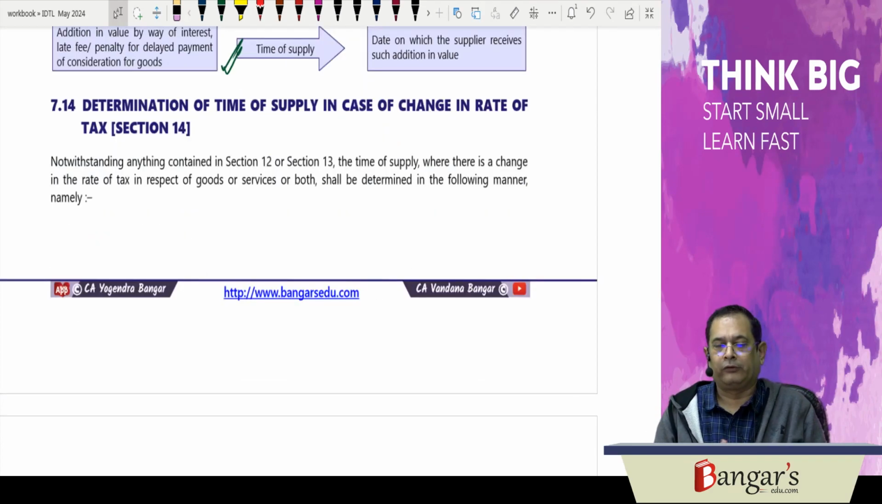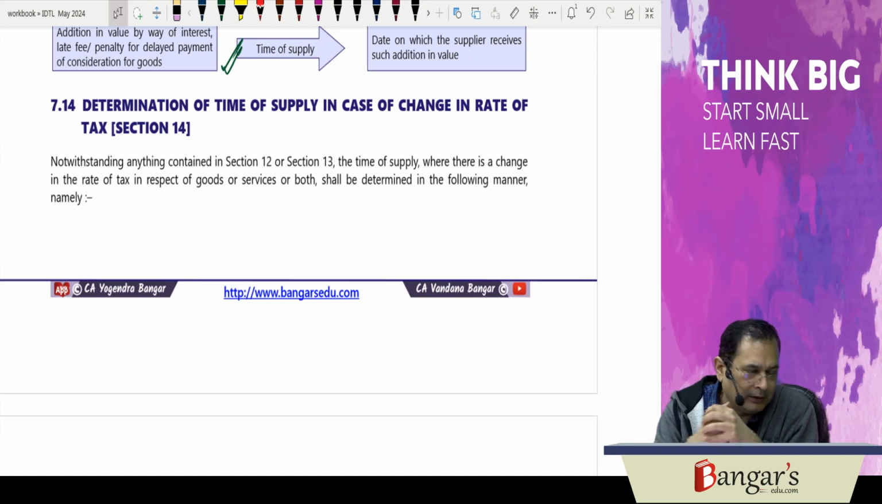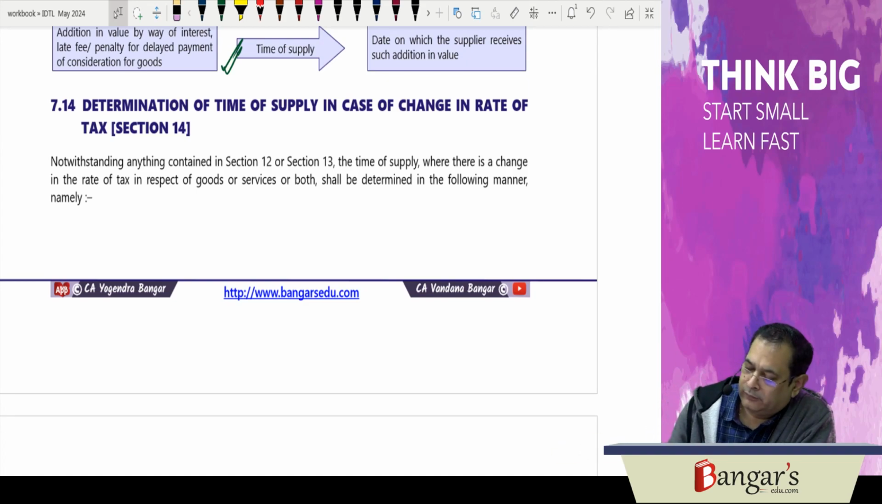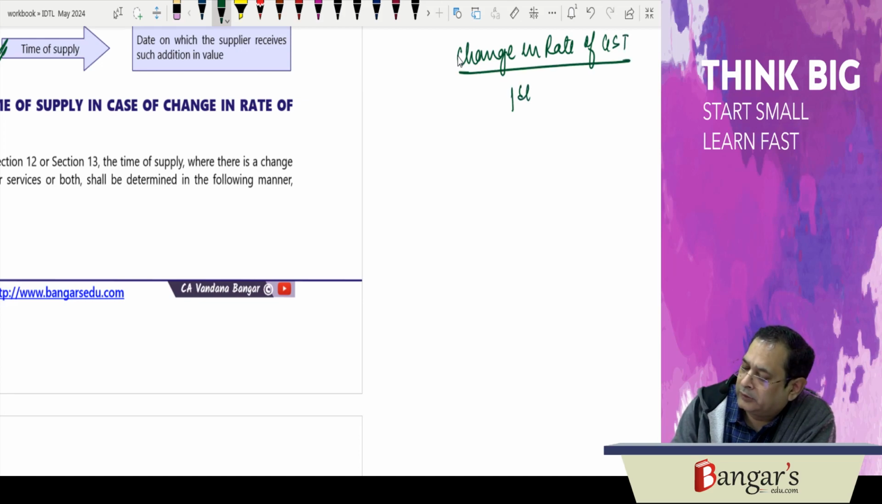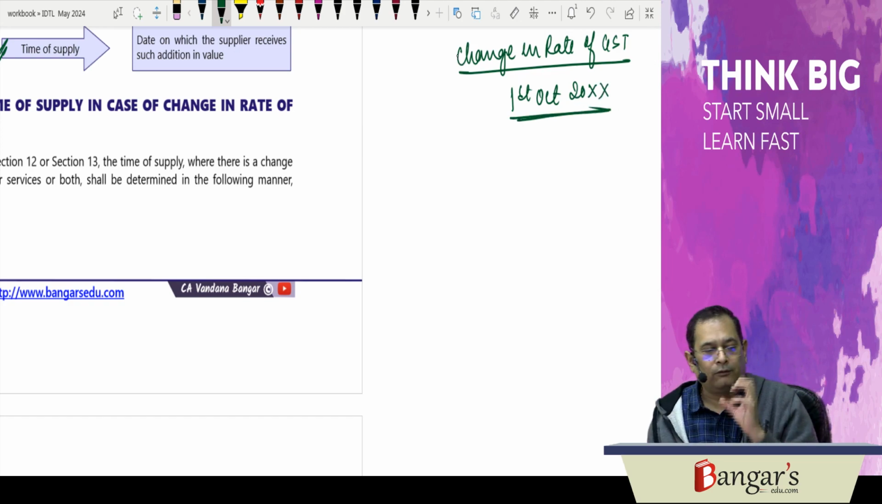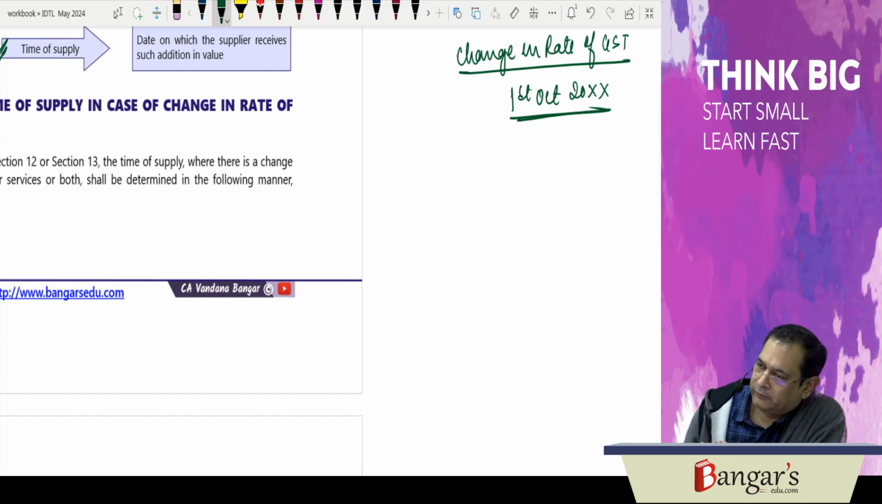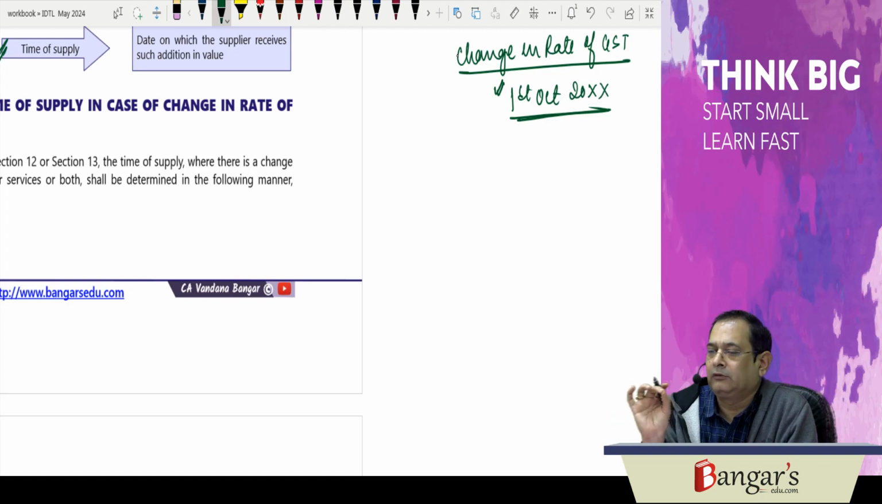Now the next section is section 14, that is dealing with determination of time of supply in case of change in rate of tax. Now what we are having here is, say, there is change in rate of GST. Change in rate of GST takes place on, say, 1st of October. Now we are having 3 events. Change is taking place on 1st of October. It's very simple.